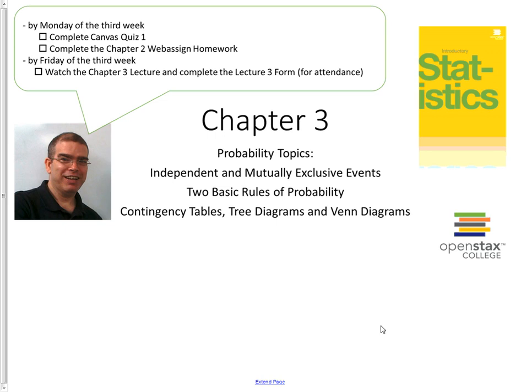Hello everybody and welcome to Chapter 3. In this chapter we're going to talk about probability topics, including mutually exclusive events, independent events, two basic rules for probability, contingency tables, tree diagrams, and Venn diagrams.